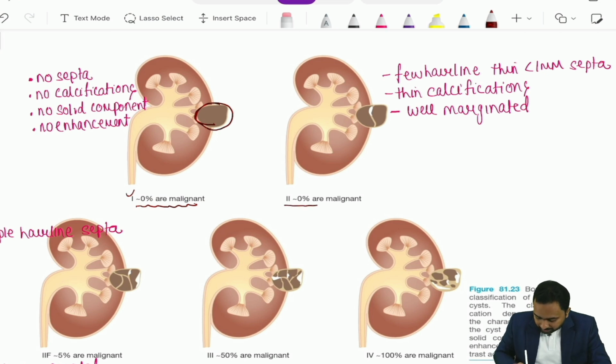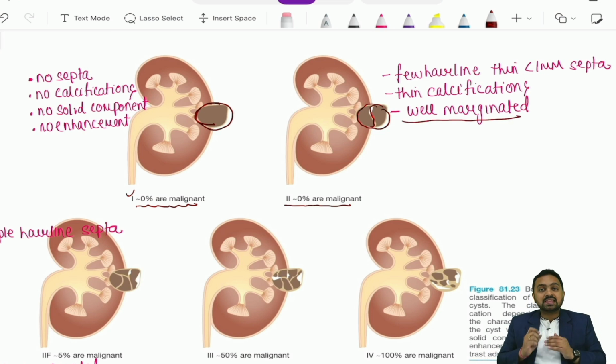So this is Bosniak cyst classification type 1, which is around 0% malignant. Now we look at the next. So if you look over here, you have a few hairline thin septa, which are less than 1 mm, and it has thin calcifications and it is well marginated. So again, this has a 0% risk of malignancy.